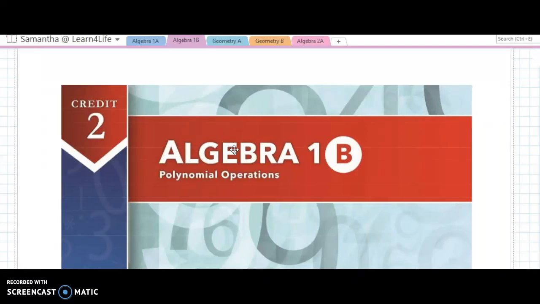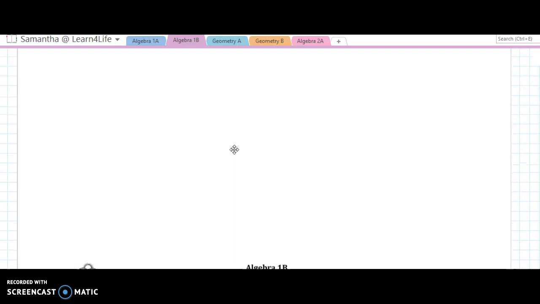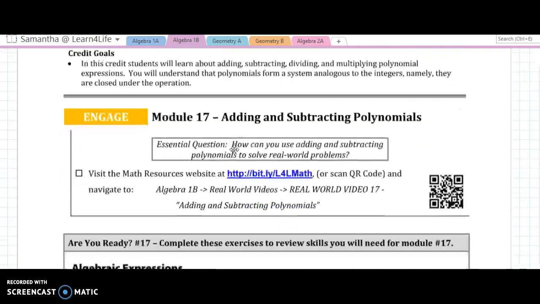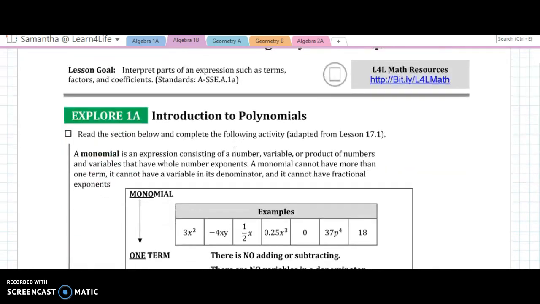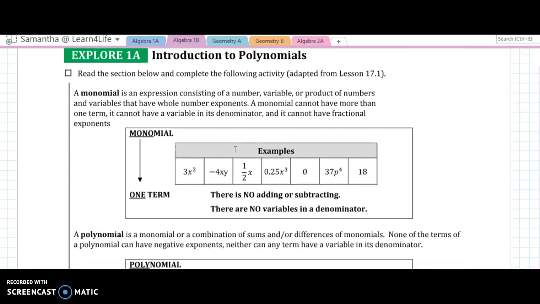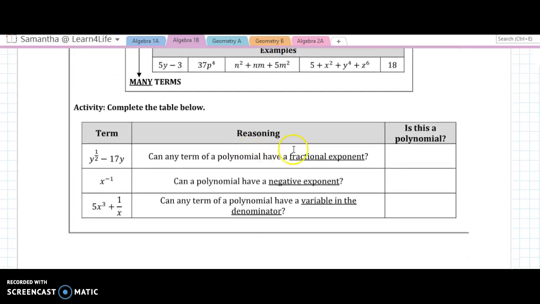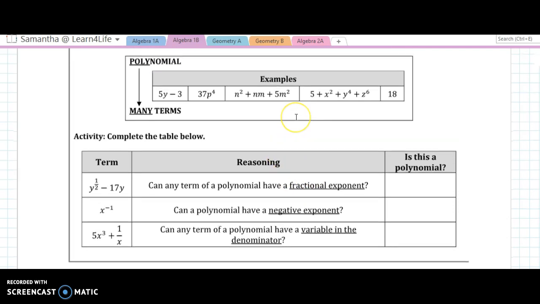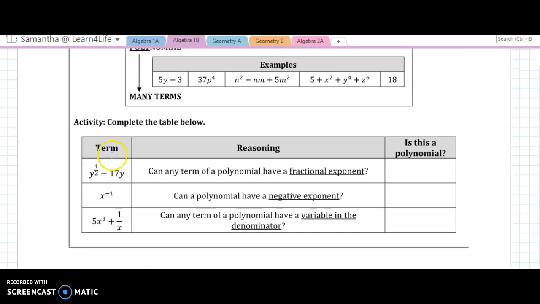Today we're going to be starting Credit 2 of Semester B, Lesson 17.1. So make sure you go to page 8 to get started on that. We're going to be learning a little bit about polynomials. We're going to come up with names for polynomials, and we'll learn some of the terms that have to do with these polynomials. So let's complete this table real quick.